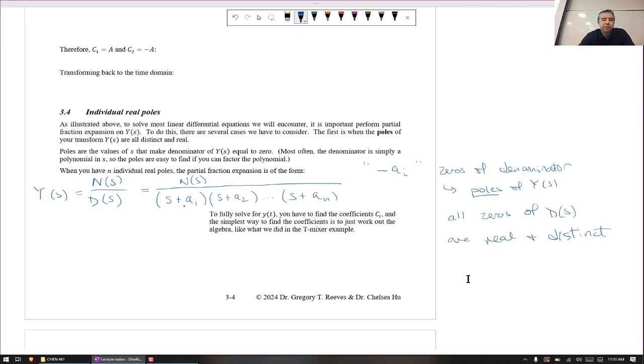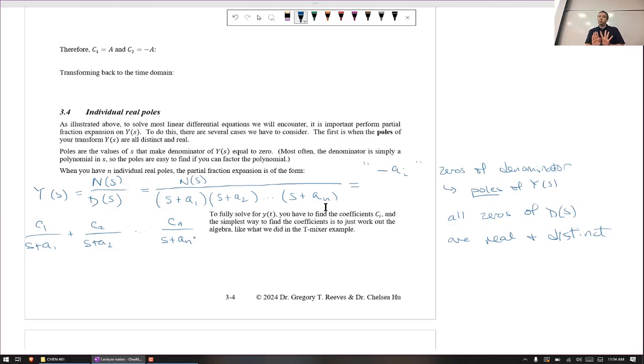Okay, so if you can express the denominator as a product of a bunch of binomials, then you can do what's known as partial fraction expansion. So partial fraction expansion will look like this. You'll have some constant C1 over S plus A1, plus some constant C2 over S plus A2, dot dot dot, plus some constant Cn over S plus A sub n. So that's what's known as partial fraction expansion. And maybe you've already seen that in Calc 2 when you're solving certain integrals. The same idea, right?